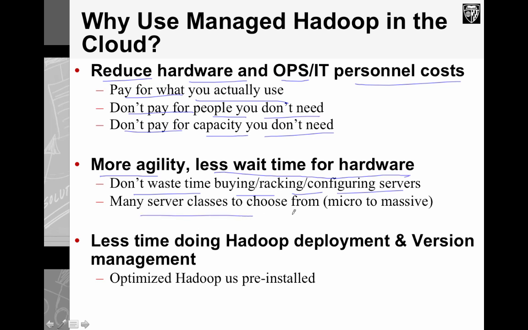You can scale up, scale down, many server classes to choose from in the cloud. For example, AWS Cloud has several different kinds of servers. Servers that are compute intensive, servers that are storage intensive, servers that are network intensive. There is also less time doing Hadoop deployment and version management and more time actually doing the data analytics.